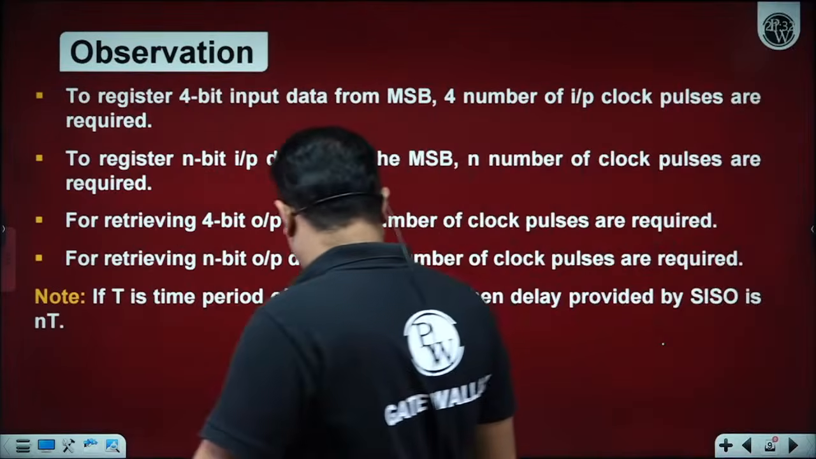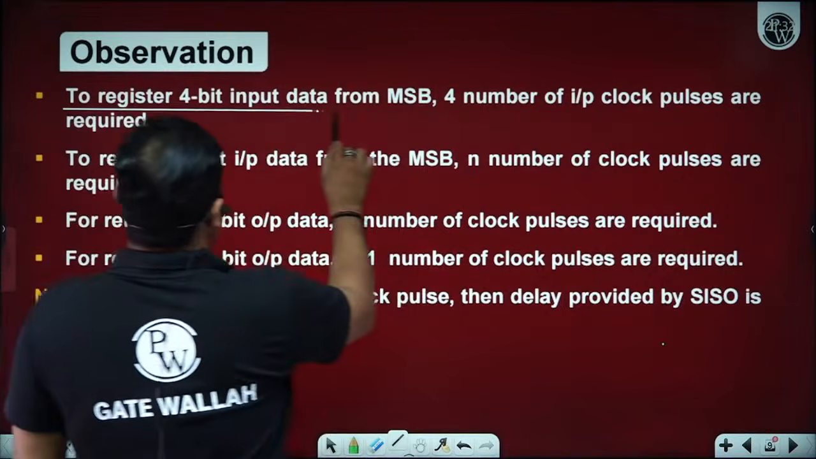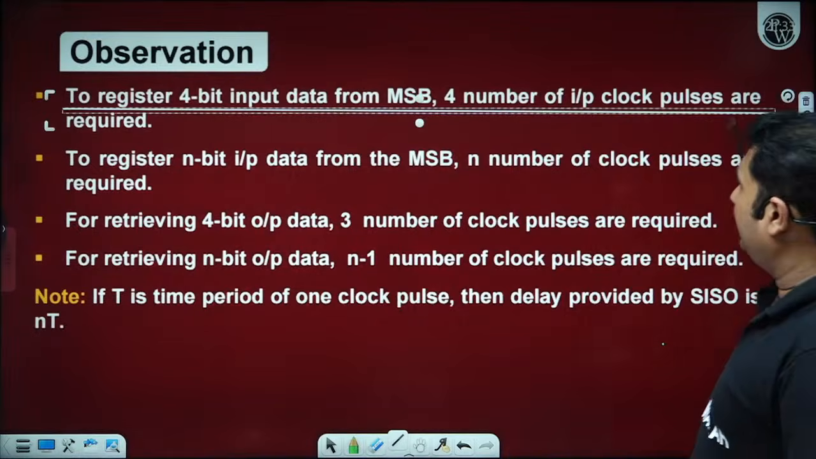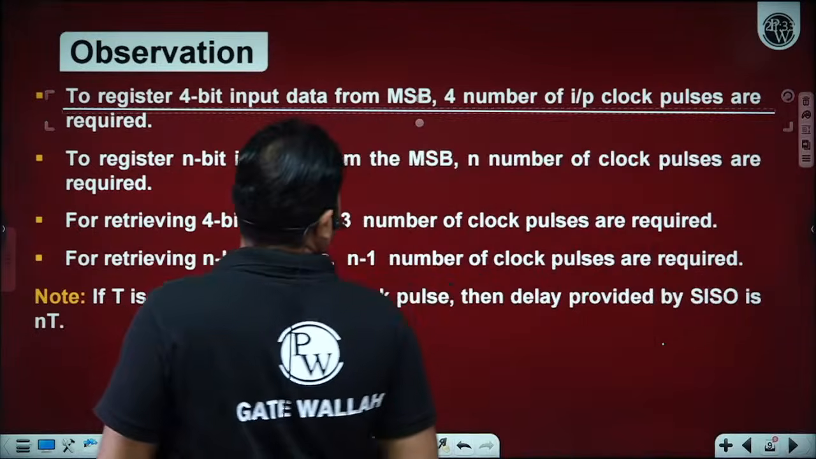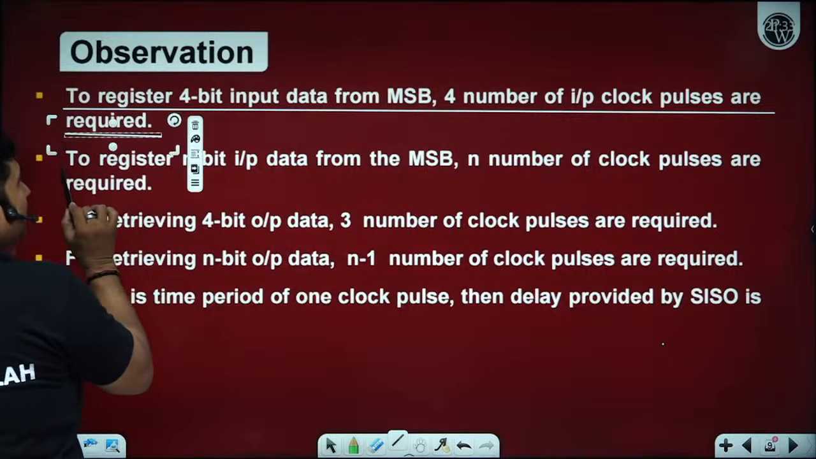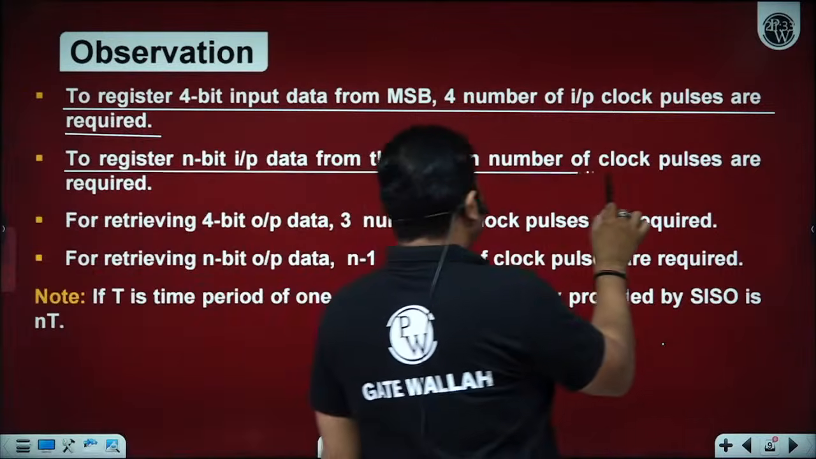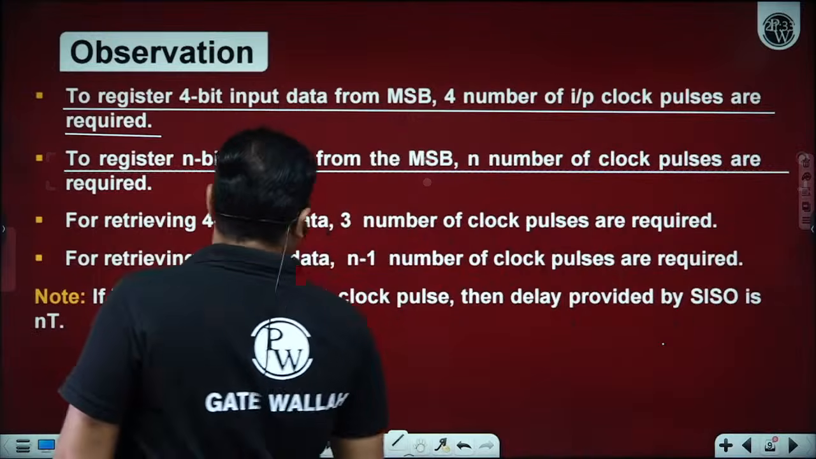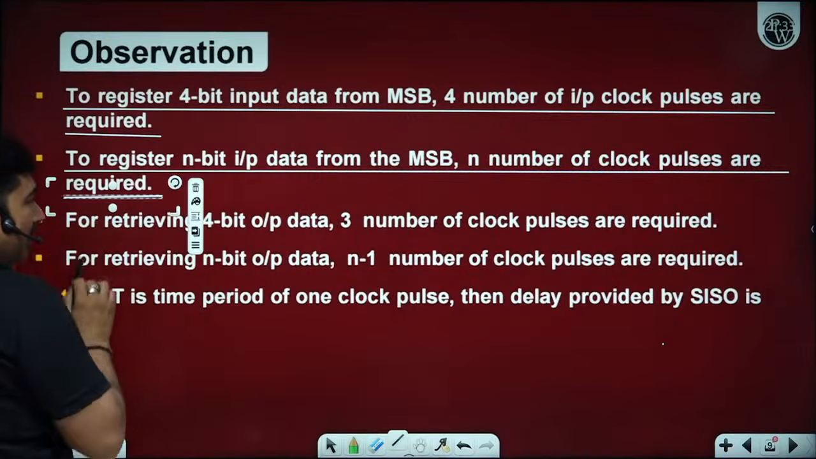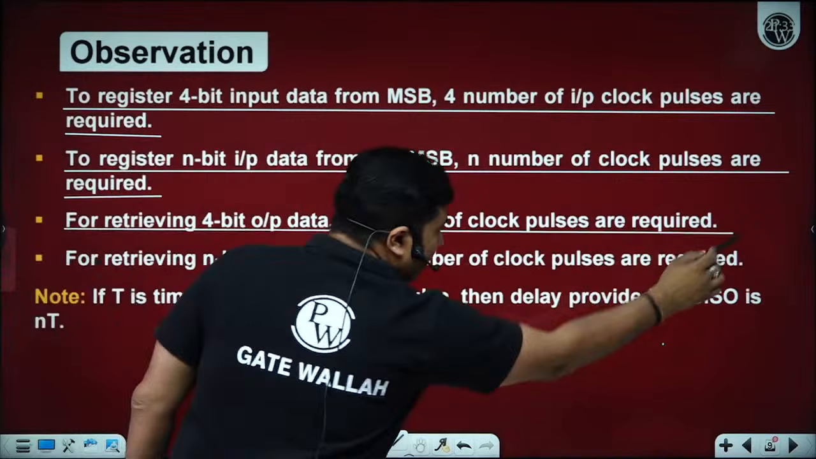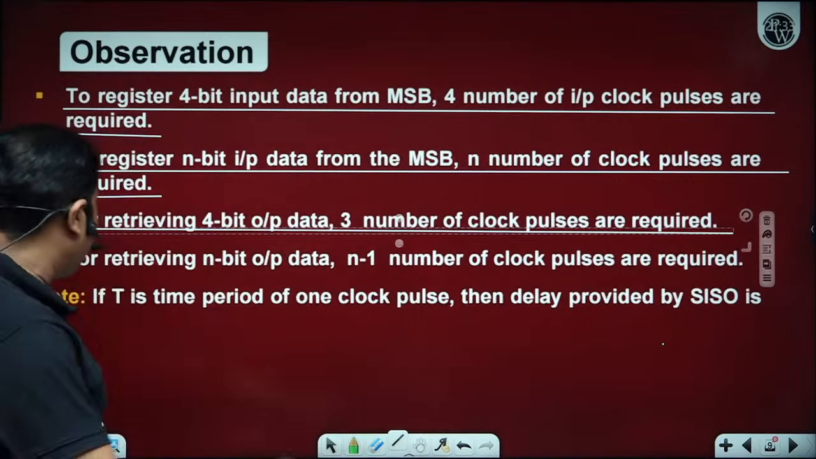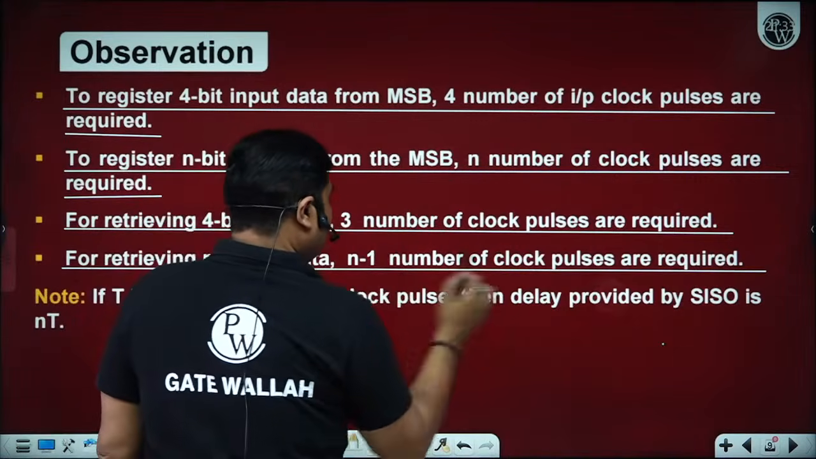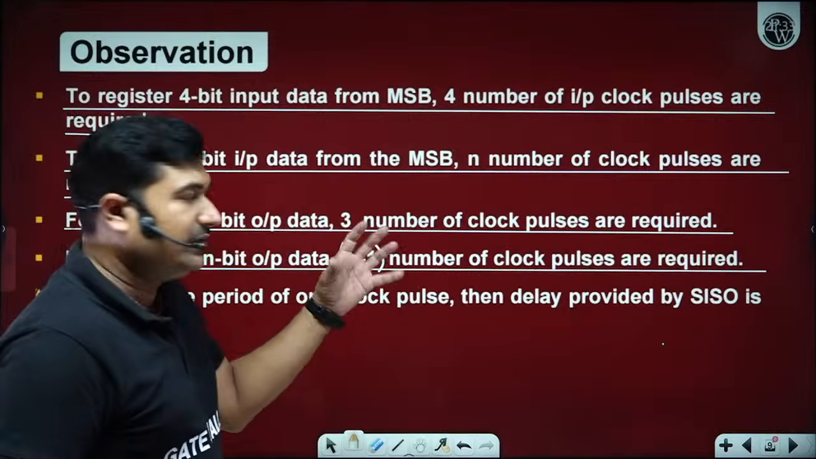So what observation have we seen? To register 4-bit input data from MSB, 4 input clock pulses are required. However, to register n-bit data from the MSB, n clock pulses are required. For retrieving 4-bit data, 3 clock pulses are required, and for retrieving n-bit data, n minus 1 clock pulses are required.